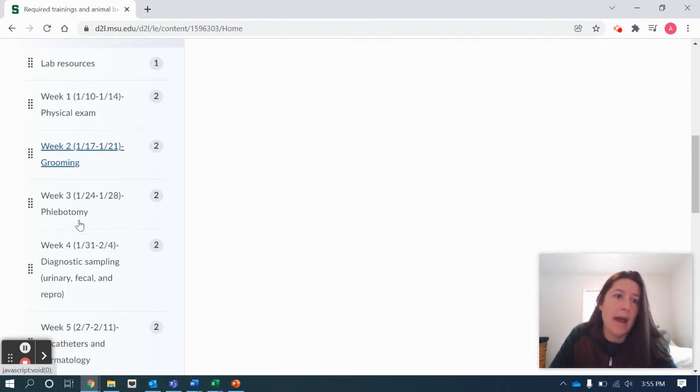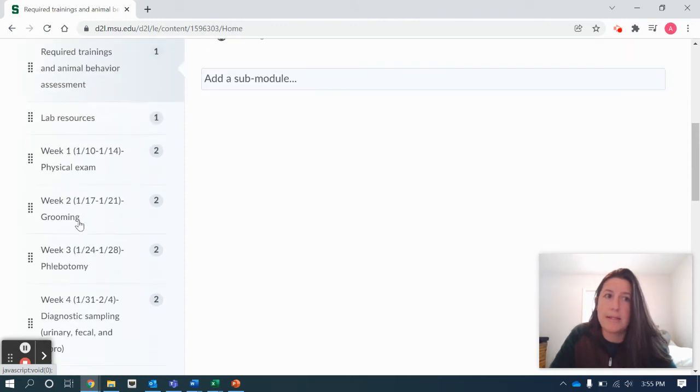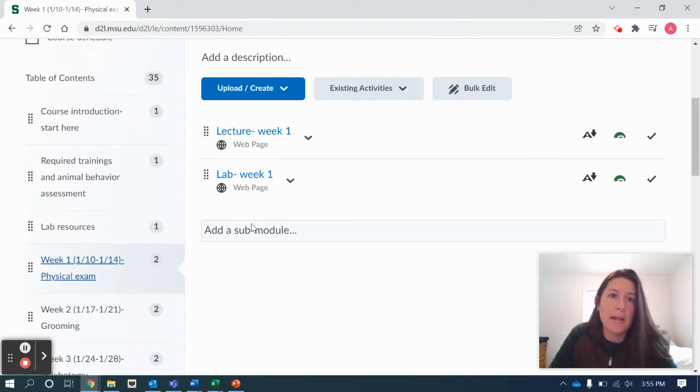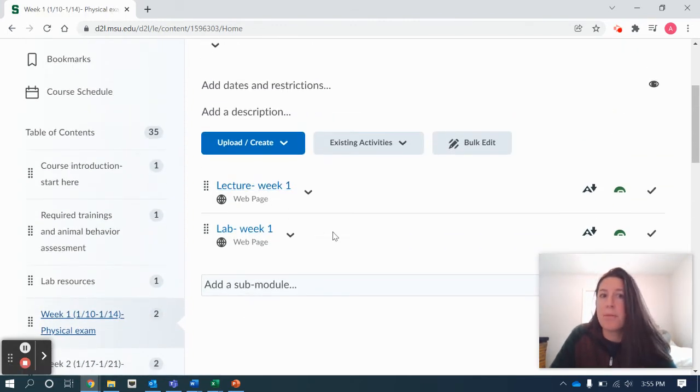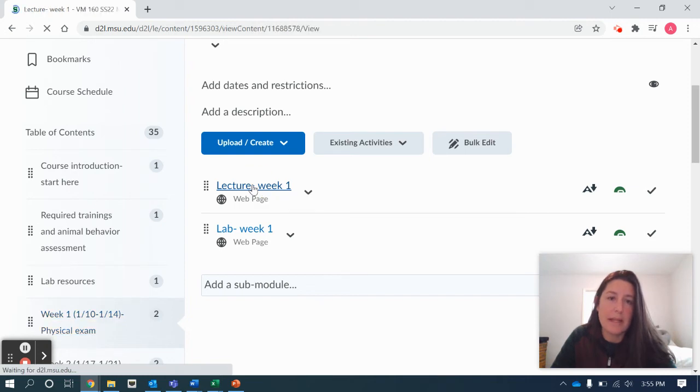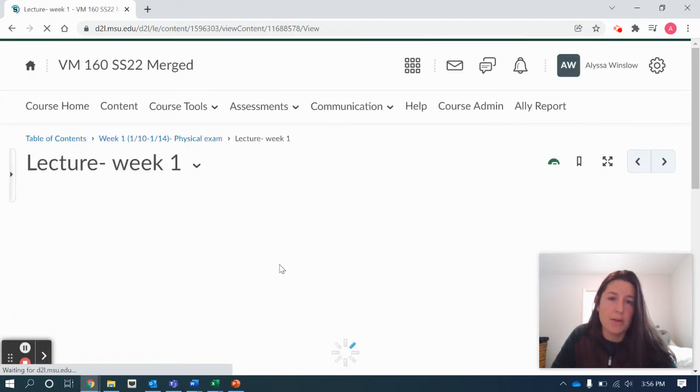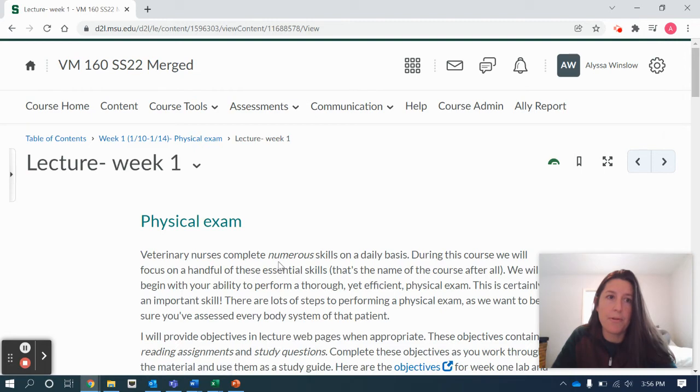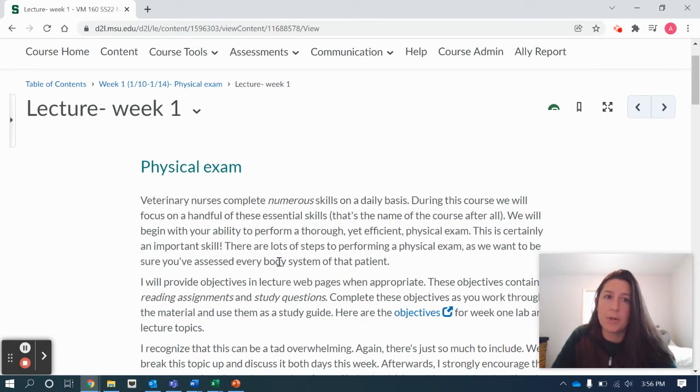And then, like I said, we have our semester broken into weeks. So when we click on the week, there will be both a lecture and a lab webpage to click on because this is a course that includes a lab and the lecture. So information about the lab that week will be held in the lab webpage if it exists, and the lecture information will always be under the lecture webpage for that week. So just as an example, for the first week, we'll talk about the physical exam.